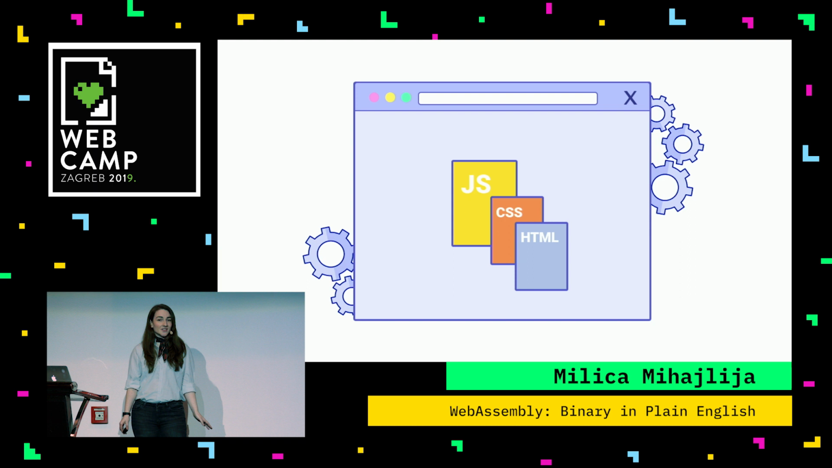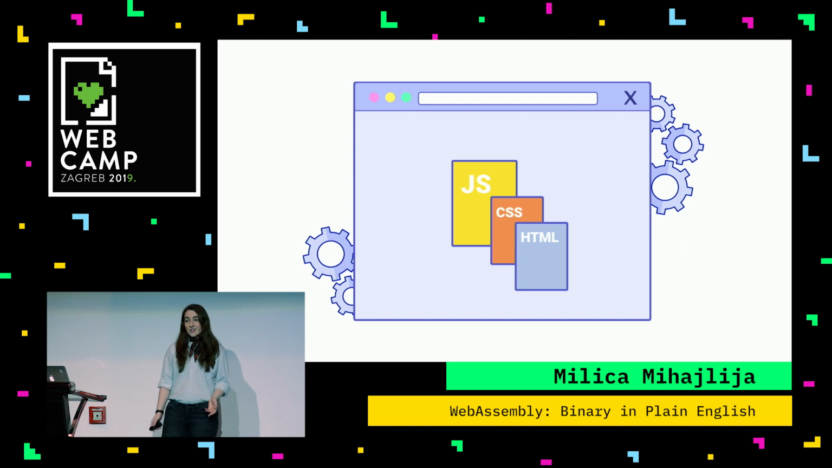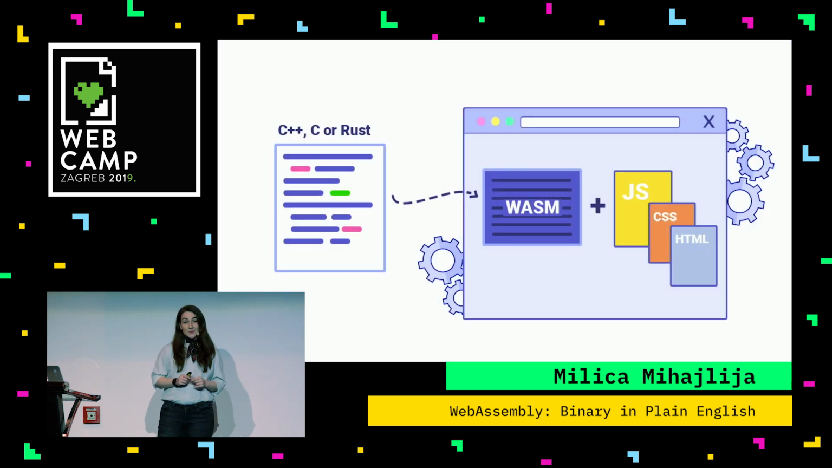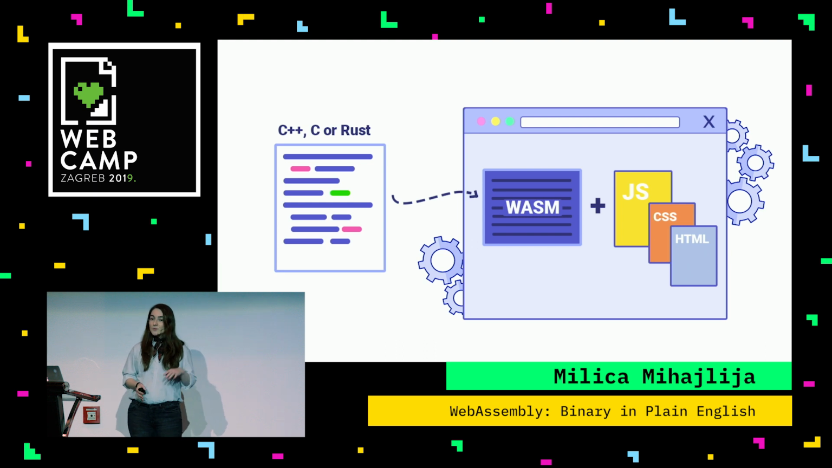In every browser, whether you use Chrome, Firefox, or Safari, code is interpreted by a JavaScript engine, which used to only run JavaScript. But what about C, C++, or Rust? JavaScript is not ideal for every task we want to perform. That's where WebAssembly steps in. You do not write WebAssembly. You compile other languages to it.